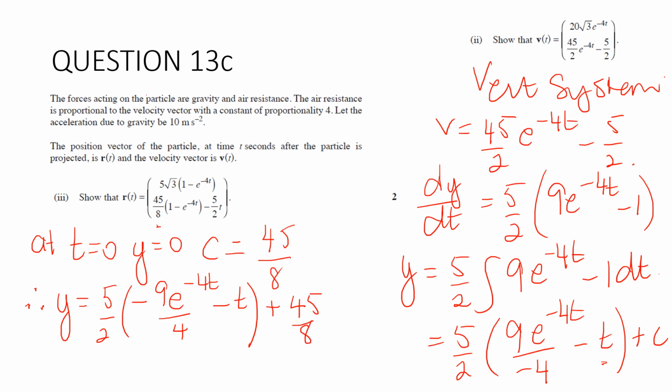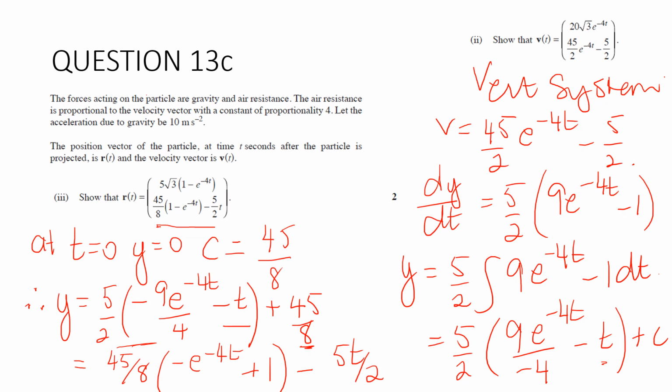Probably not expecting much more algebra from me to get to this point. But let's take out common factor. Oh, I can see that there. All right, 45 over 8. Here I've got negative e to the negative 4t plus 1, and then we're taking this out of the brackets, which will give me minus 5t on 2. Yeah, that's close enough.